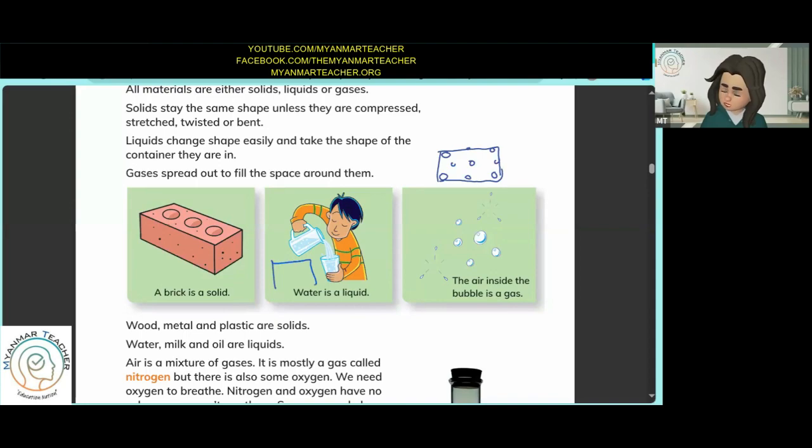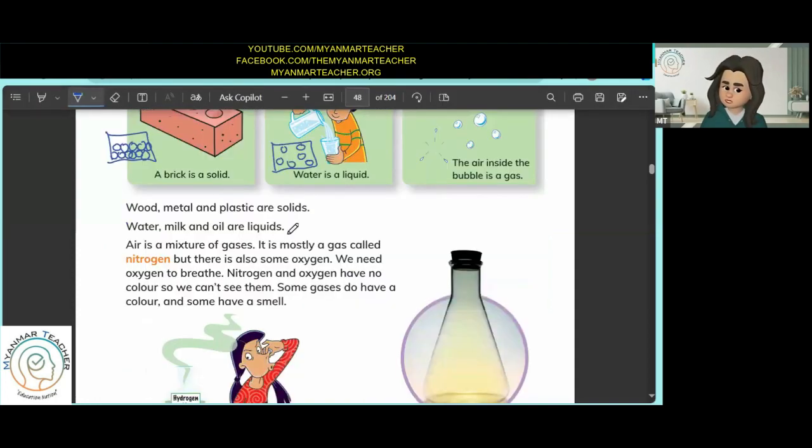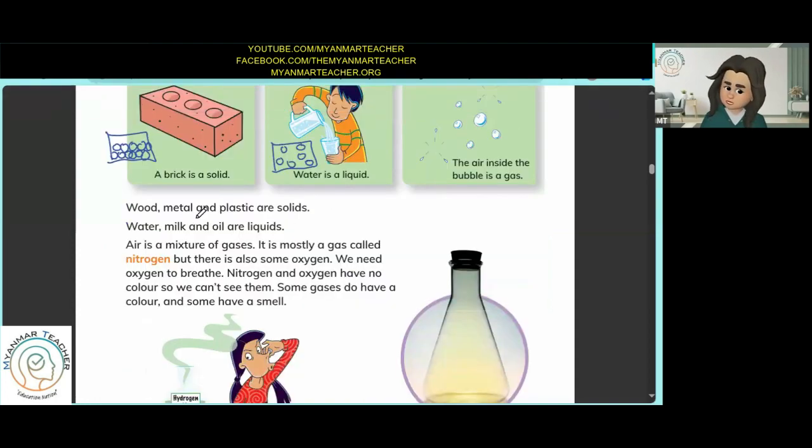Liquids are more together. They're a little bit close. And solids are all compact, not like water, they're really close. And these circles are molecules like that. Wood, metal, and plastic are solids. Water, milk, and oil are liquids. Air is a mixture of gases.